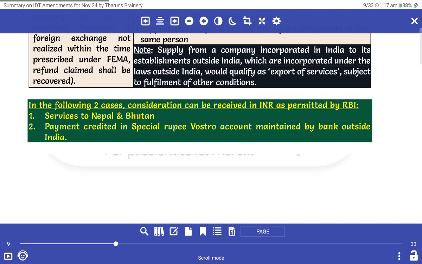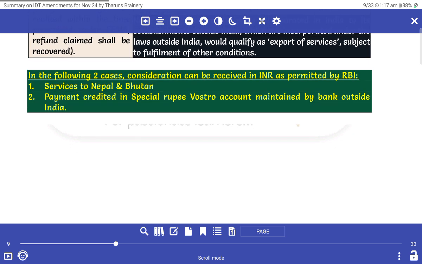So, a supplier in India supplying to a company established outside India, which is incorporated outside India, is qualified to be an export of service, subject to the fulfillment of the other conditions. The following two cases can be considered as INR permitted by the RBI: services to Nepal and Bhutan are considered as INR received with RBI permission, and payment credited to the specific rupee Vostro account maintained by the bank outside India.